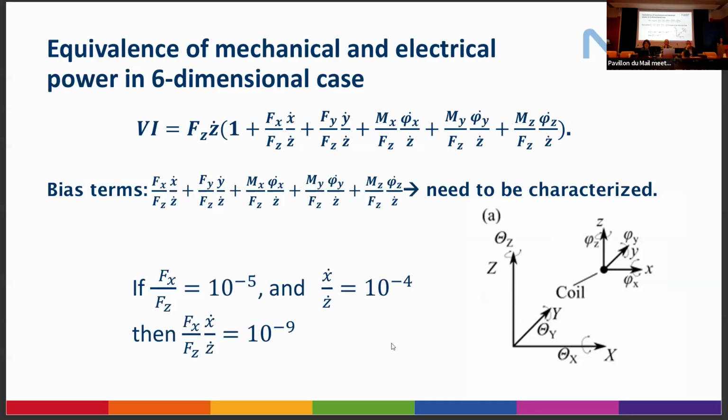So this is showing the equivalence between mechanical and electrical power in the six-dimensional case. And in Kibble balances, what we try to do is minimize those five other degrees of freedom. If you can design your system to have no forces, then it's perfect, or no horizontal velocity, then you're good, or you try to minimize them. And this is what we do. We try to minimize them. You don't have to make them zero. They have to be small enough so their product is small.